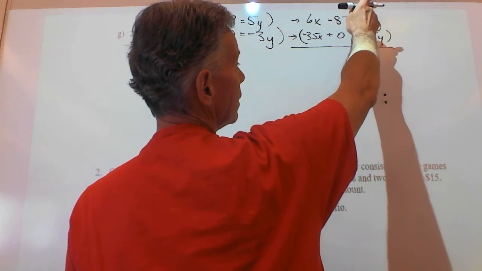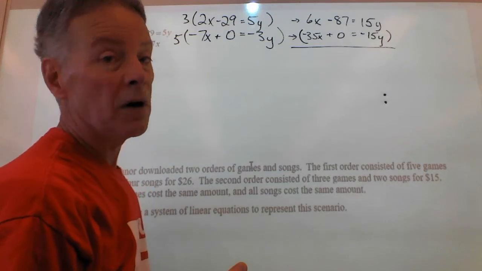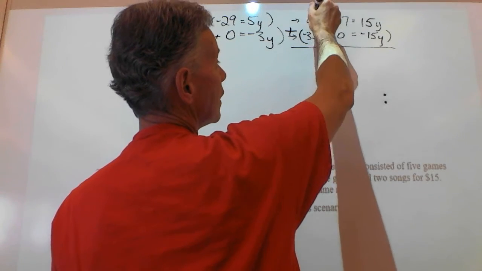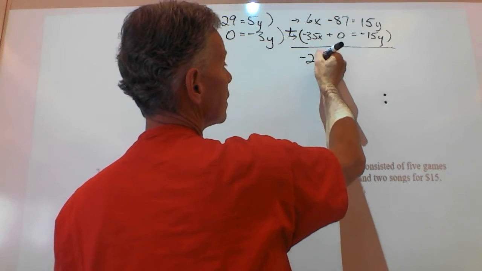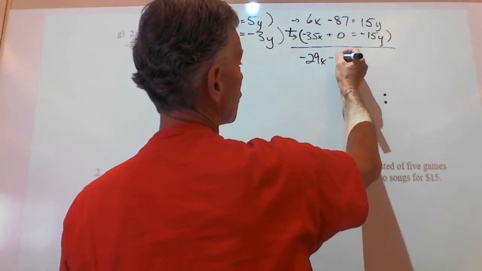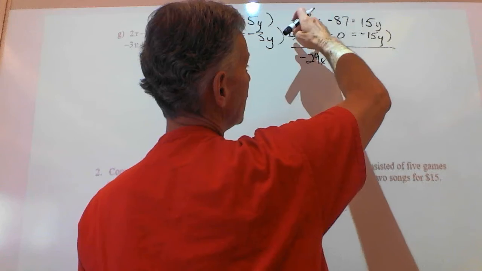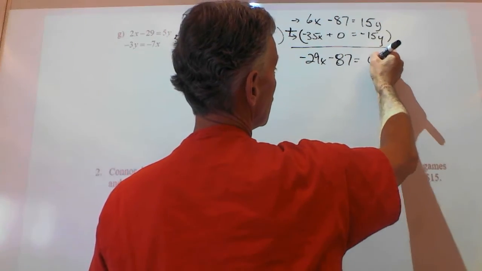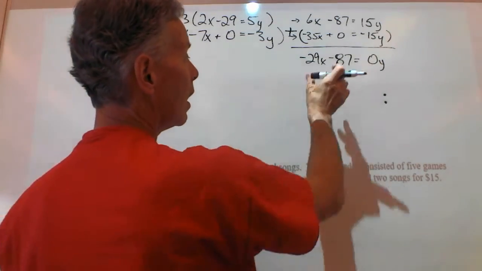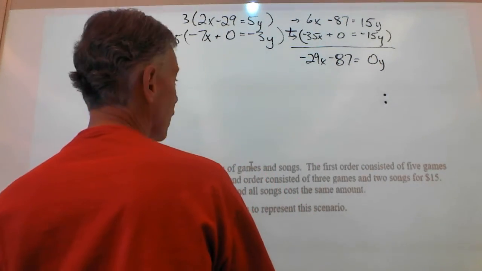Because if we subtracted 15 minus negative 15, that would give us 30y. We want this thing to disappear. So if we add the equations, we'll get 6 plus negative 35, negative 29x. Negative 87 plus 0, of course, negative 87. And 15 plus negative 15 will give us 0y. So what does that do? Well, what that does is that gets rid of our y altogether, and we can isolate x.